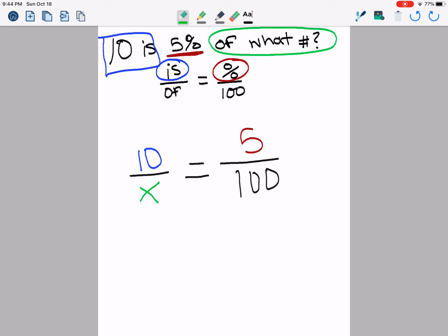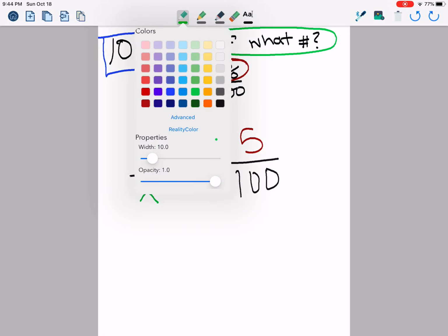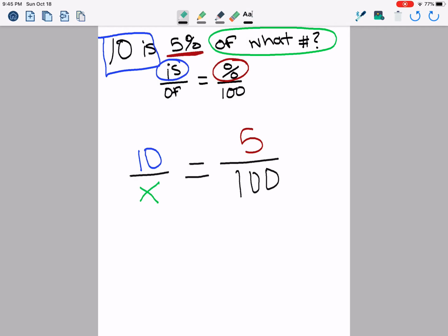Now, there are two different ways that we can do this. Scaling up, scale down, or cross multiply and then divide. If we were to scale up, scale down, this one it goes from 10 to 5. So since it's going down, we're going to divide. 10 divided by what equals 5? 10 divided by 2 equals 5. So what I do up top, I'm going to do on the bottom.